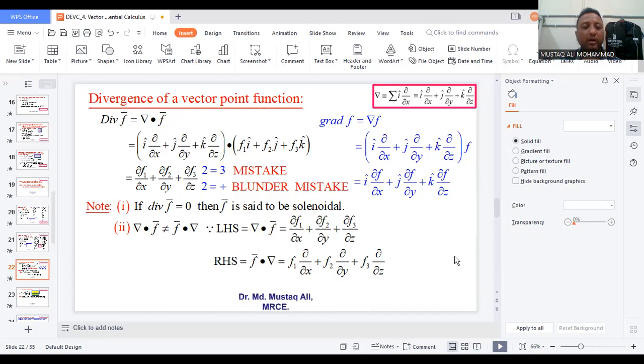Next, divergence f bar. If divergence f bar is equal to 0, then that f bar is called a solenoidal vector. Solenoidal vector. Okay. This is del dot f bar, which is not equal to f bar dot del.